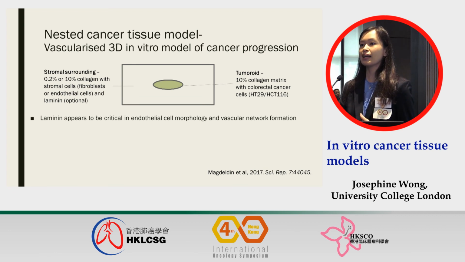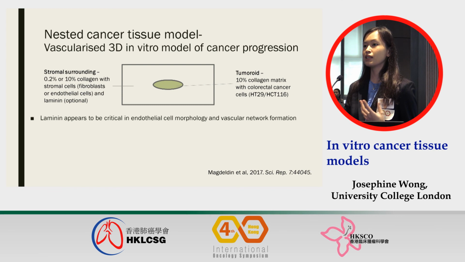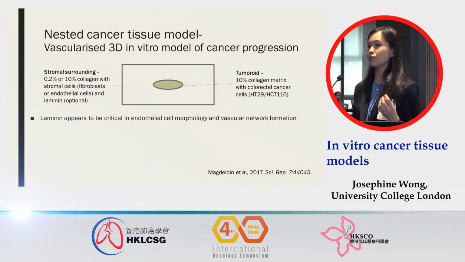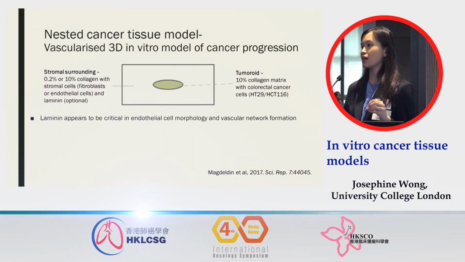What they found was that when you seed HT29 cells within the tumor matrix, the cells migrate into the stroma quite differently, in different patterns. In the low density matrix, they migrate out as smaller clusters. However, when you increase the collagen density to 10%, the cells detach from their tumoroid core and then migrate outwards as a more solid mass.